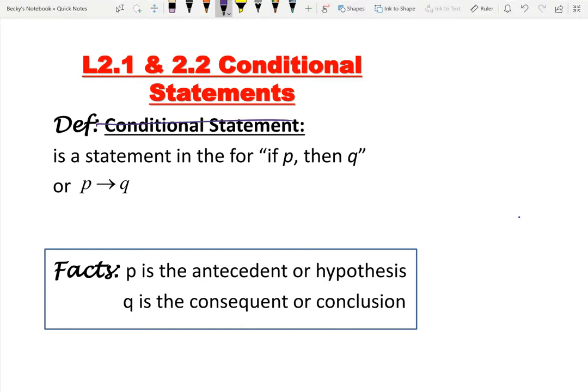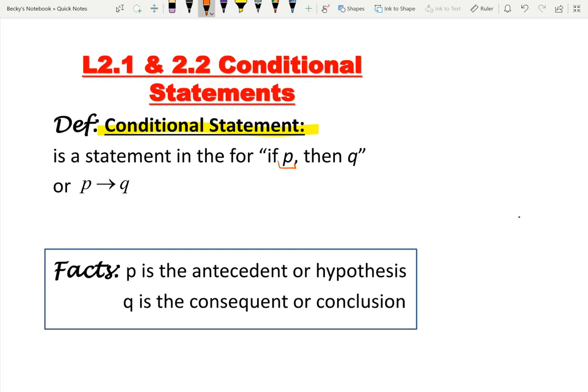So, our first vocab word is conditional statement. This is something you can put on your theorem sheet. This is a statement in if-then form. So if I say, if you study, then this chapter will be easy, that's a conditional statement. It's an if-then form.